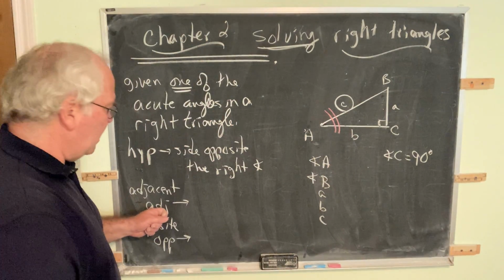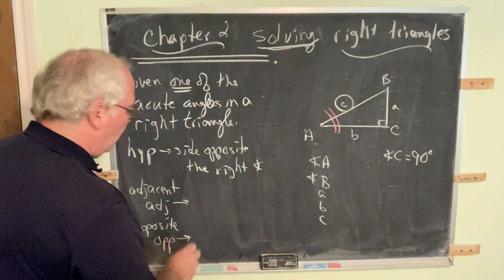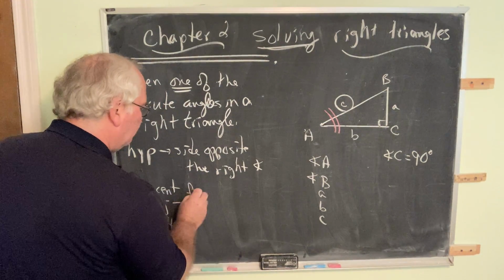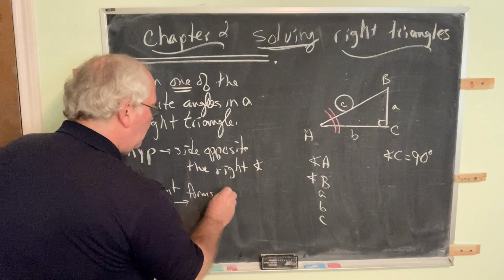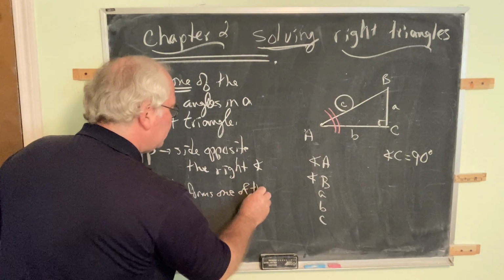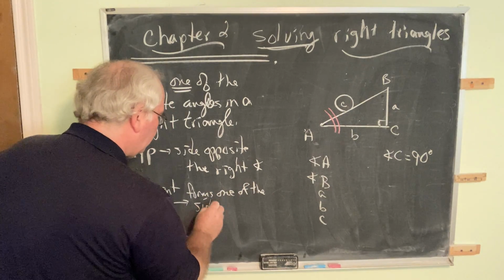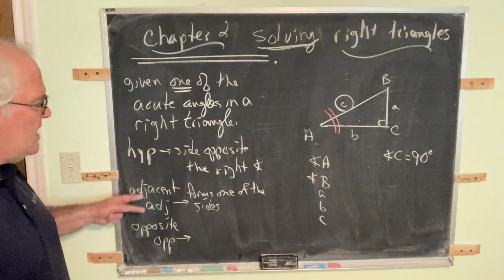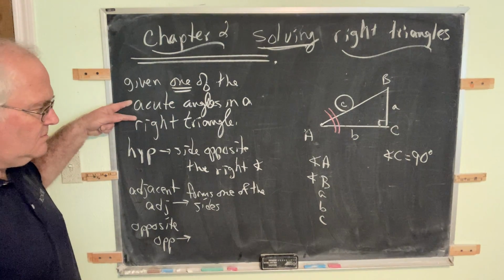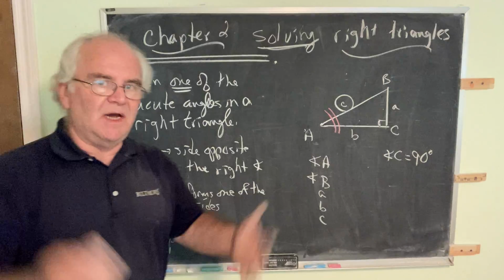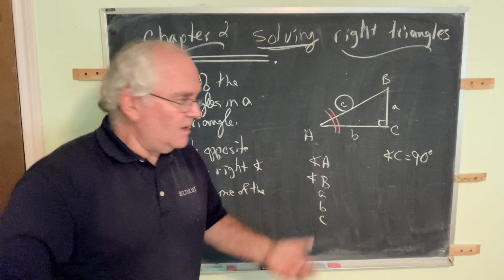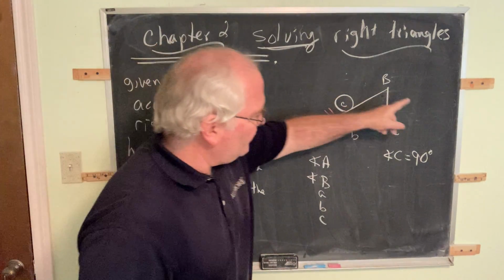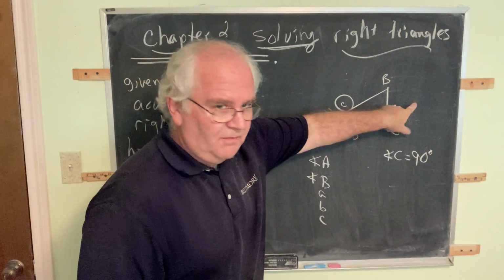In this case, the adjacent side helps to form one of the sides of the acute angle. The opposite side is the other one. There it is. It's the side on the other side of the triangle.